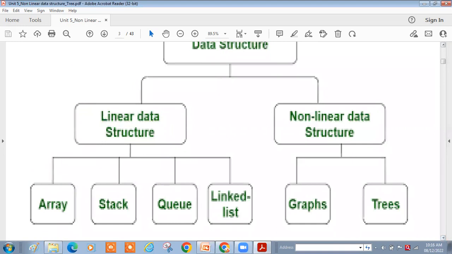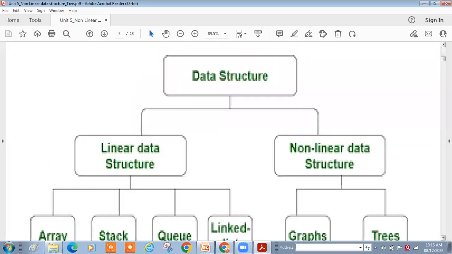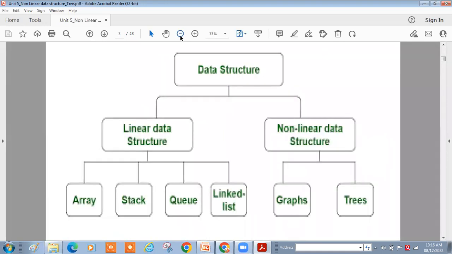So let us start with the introduction of data structure. Basically, data structure is nothing but a collection of data, and we have to organize the data in a specific manner. To organize the data, it can be classified as linear data and non-linear data. Till now, in linear data, you have studied array, stack, queue, and linked list. And for non-linear data structure, now you are going to study graphs and trees.